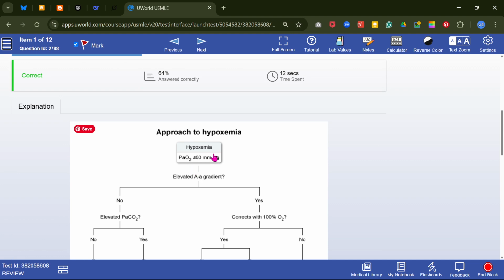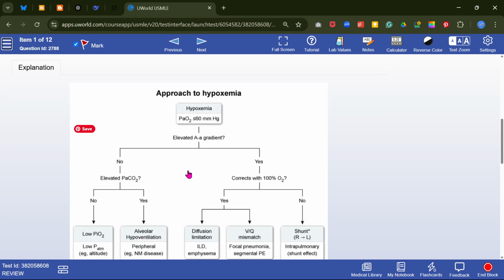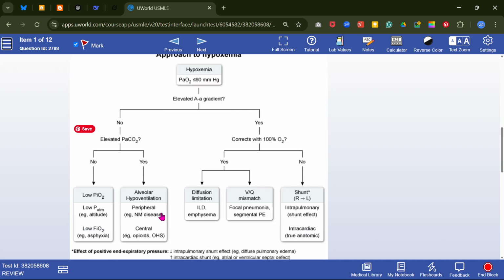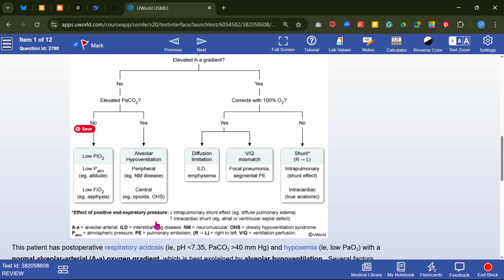If a patient comes with hypoxemia, PaO2, arterial oxygen less than or equal to 60 millimeters of mercury, then we will check the alveolar-arterial gradient. If it is not elevated, no, then we will check for elevated PCO2. If PCO2 is high, then think about alveolar hypoventilation, and it has two causes. Peripheral is neuromuscular disease, and central is due to opioid use or obesity hypoventilation syndrome.